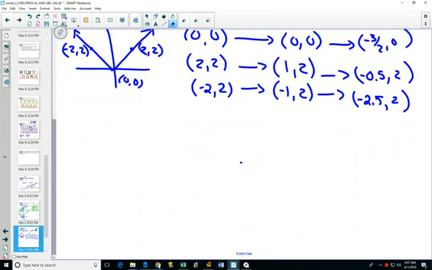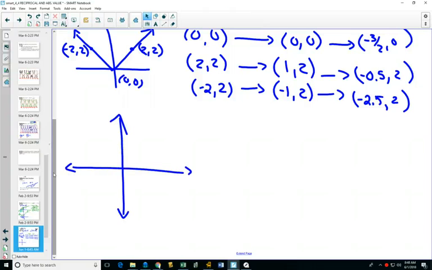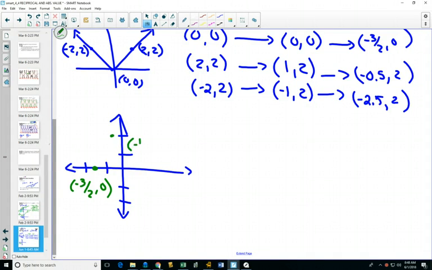And you would go to graph it, and our first point, (-3/2, 0), and we would have (-1/2, 2), and (-2.5, 2).